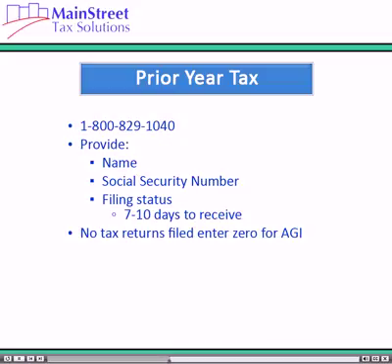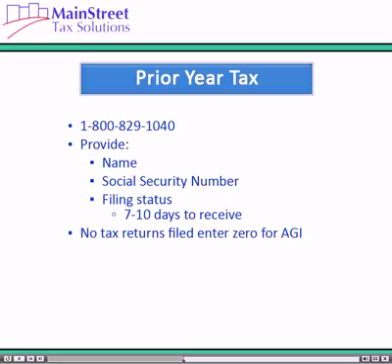Taxpayers that do not have a copy of the original prior year tax return may call the IRS at 1-800-829-1040 to get the original adjusted gross income amount over the phone or a transcript of the tax return. The taxpayer will need to provide certain information to the IRS customer service representative, such as his or her name, Social Security number, and filing status. Allow 7 to 10 days to receive the transcript.